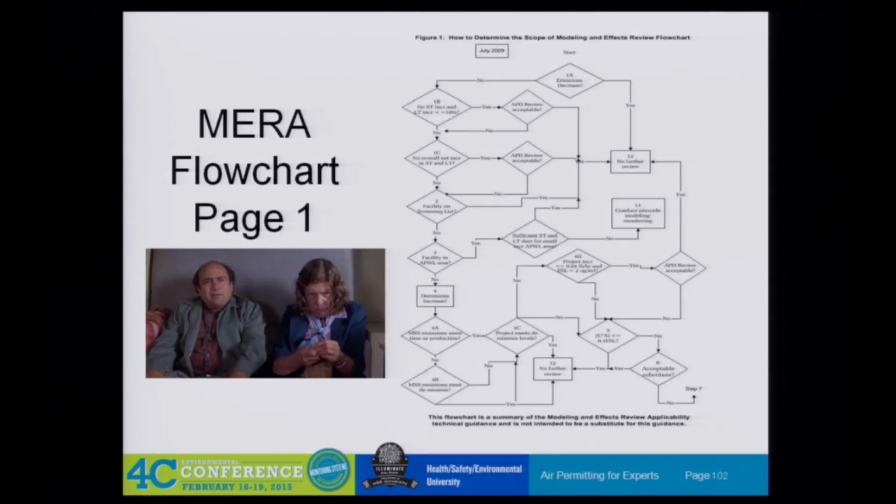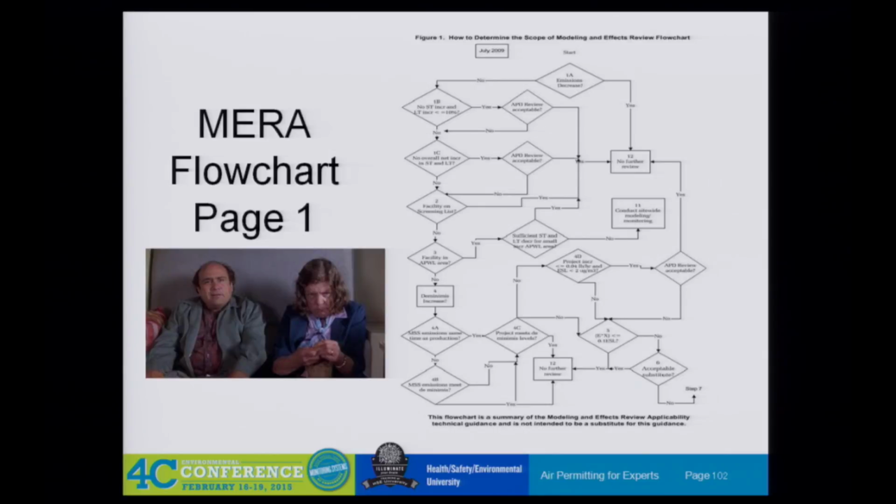This is the flow chart, and I threw in the movie Throw Mama from the Train, because that's how I feel when I try to read this. I'm an engineer and everything, but there's something about this flow chart that's terrible. It's just not intuitive. I don't trust flow charts that have arrows going up instead of down. And it's so misleading too. If you read the questions on the flow chart and read the guidance, they don't match up. They're missing so many things.